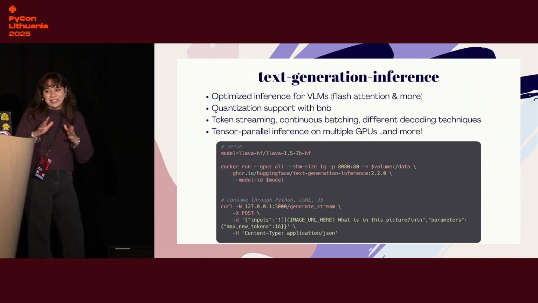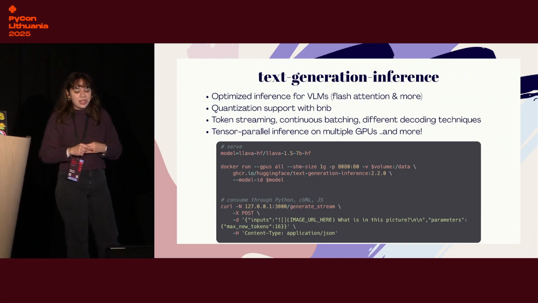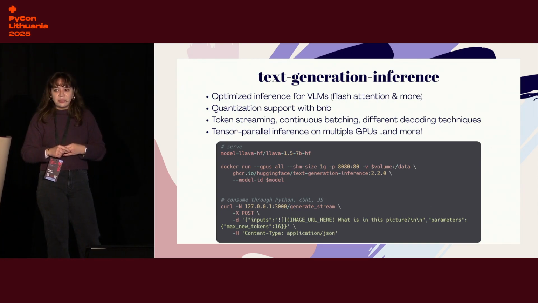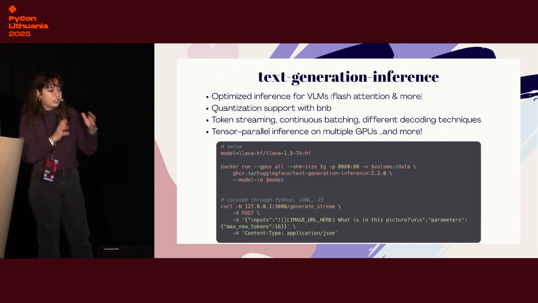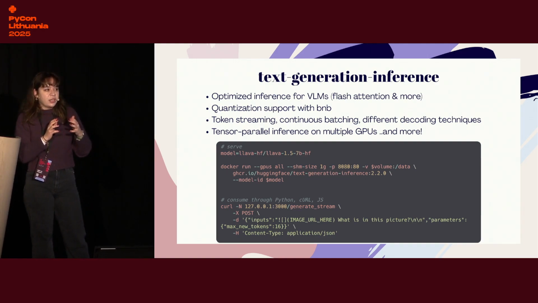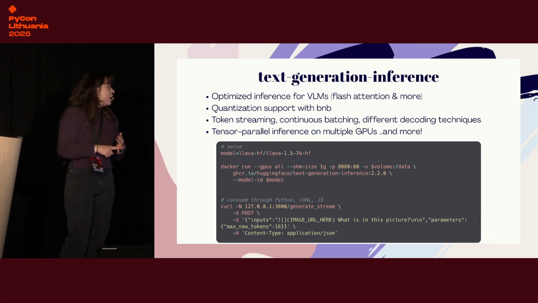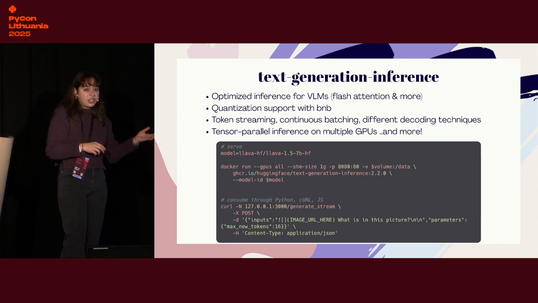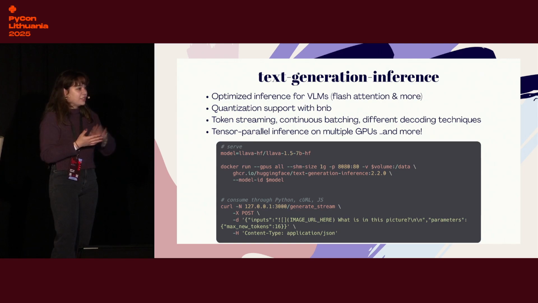And now I will talk about all the open source libraries we have. The first one is Text Generation Inference. It is a library you can use to deploy large language models and vision language models. This library has a lot of custom images to have optimized inference. It supports things like flash attention and paged attention to serve large models, and it also has multi-GPU support, however you want.